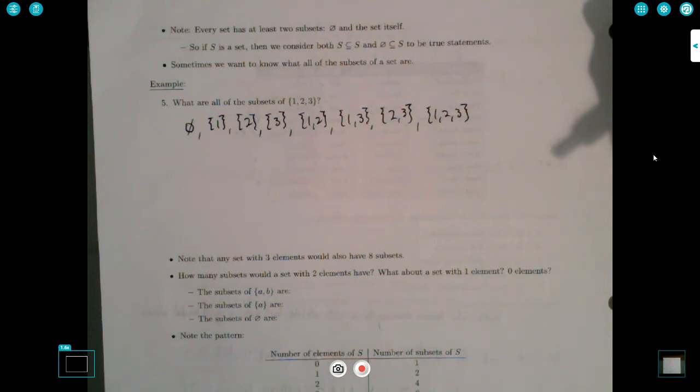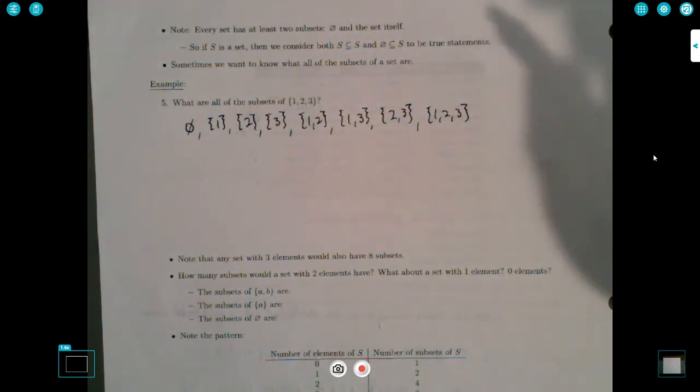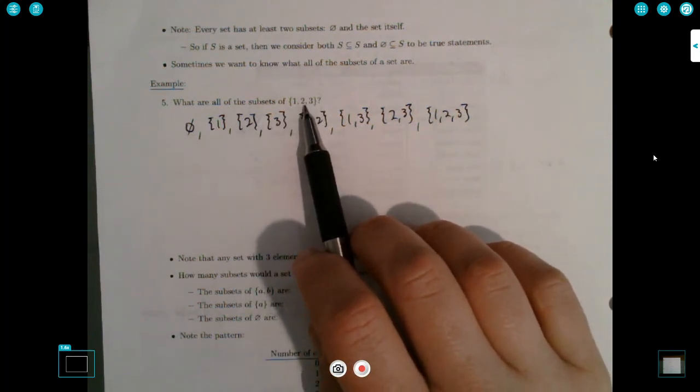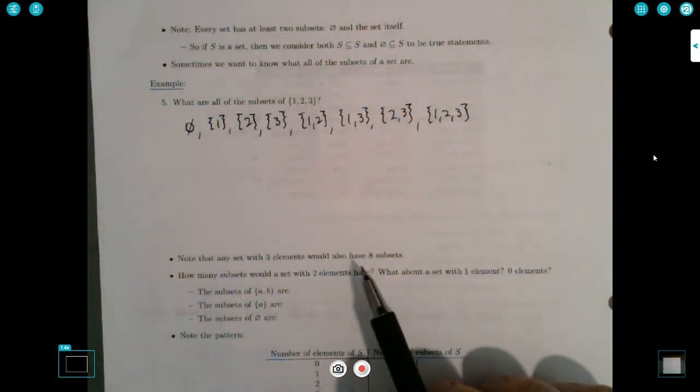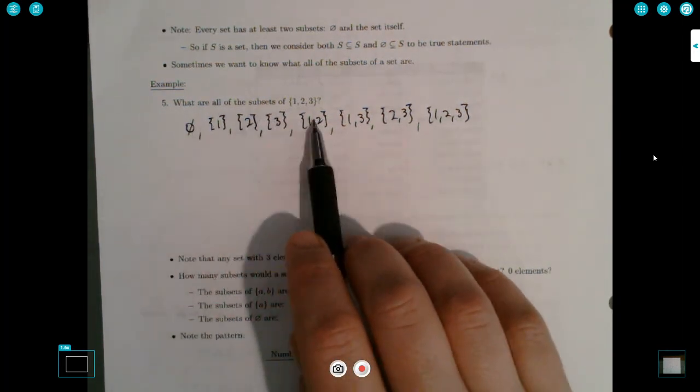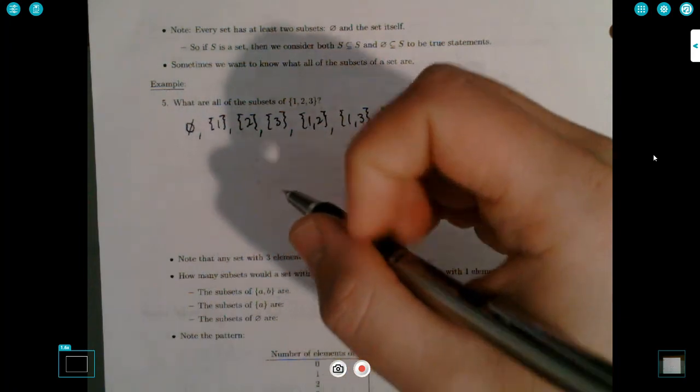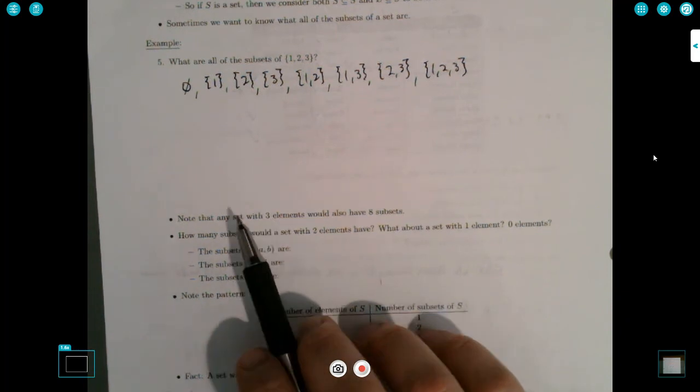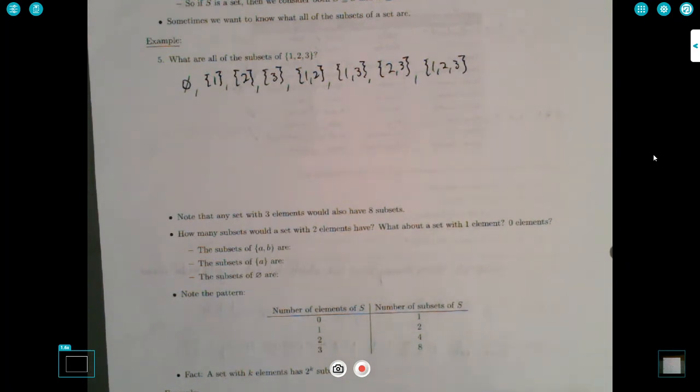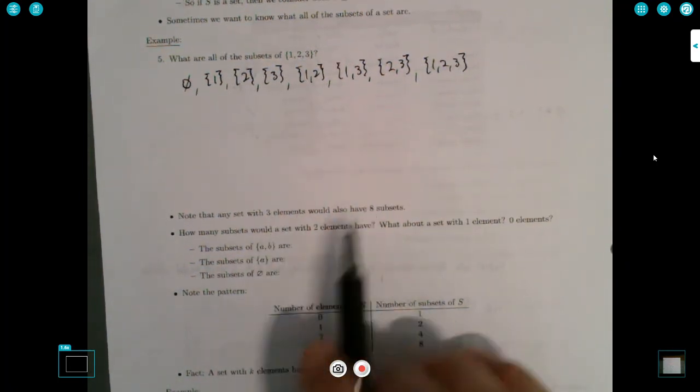Okay? So that's true of this set, and this set had 3 elements in it. Notice that there are 1, 2, 3, 4, 5, 6, 7, 8 subsets, right? So there are 8 subsets in total. And that's going to be true for any set with 3 elements. So instead of 1, 2, 3, you could call them A, B, C. And then you'd have the same scenario: empty set, {A}, {B}, {C}, {A, B}, {A, C}, {B, C}, {A, B, C}, right? And you'd get 8 subsets. Okay, so any set with 3 elements has 8 subsets.